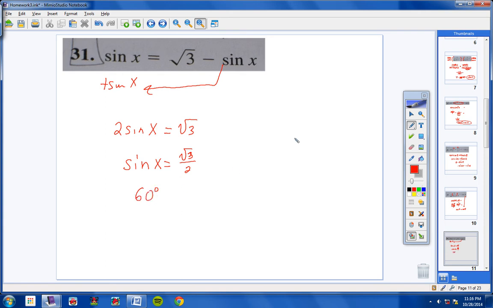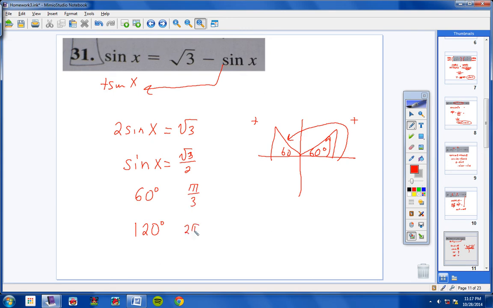Now, let's think this through, guys. In what quadrants is sine positive? Well, sine is positive here, and sine is positive here. So I want to put my 60 here. You guys remember how to do this? I hope you do. And put your 60 here. So one answer is 60. The other answer is 120. So you have 60 and 120. Now, usually you will want to give your answers in radians. So 60 is pi over 3. And 120 would be 2 pi over 3.